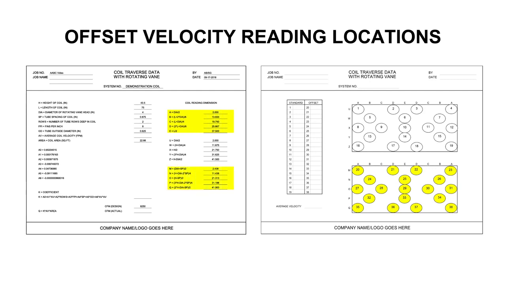The same method is used to mark the intersections of the offset velocity reading locations, as was used to mark the standard velocity reading locations. The offset velocity reading location markings are a different color to differentiate between the standard velocity reading locations and offset velocity reading locations.